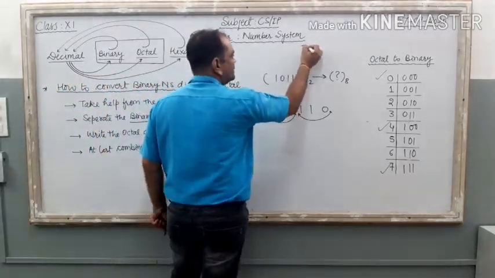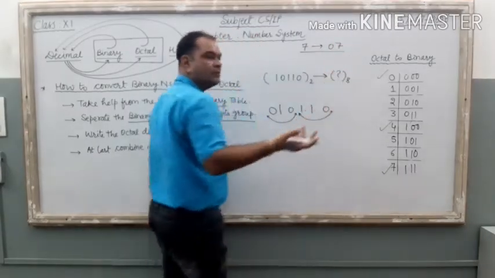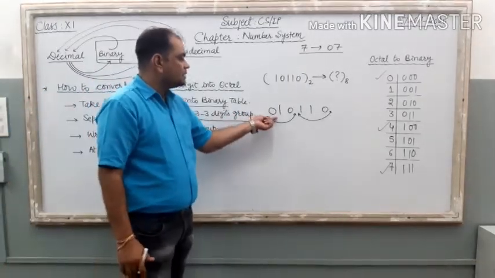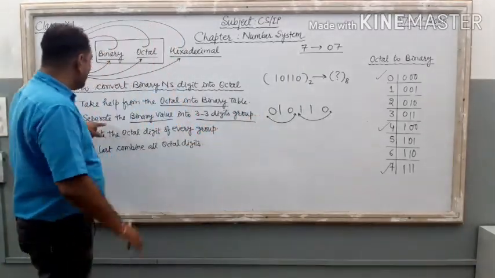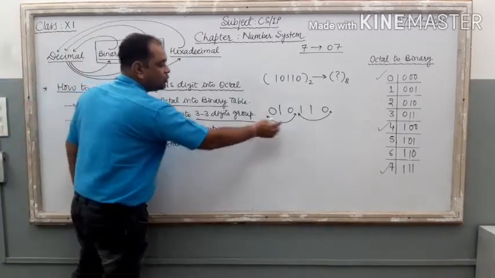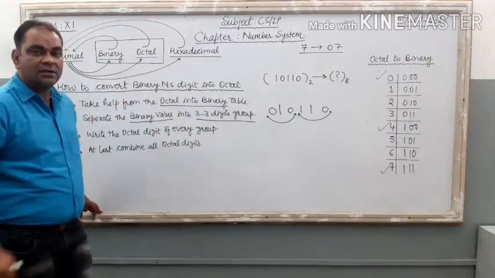Suppose I just write 7 instead of 07. If I write 07 or 7, both are the same. There is no effect on the overall value. So here we just put 0. Now the second point is completed. Separate the binary value into 3-digit groups. The first group, the second group. 2 groups are created in this question.